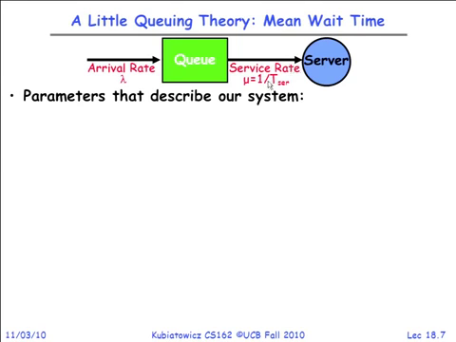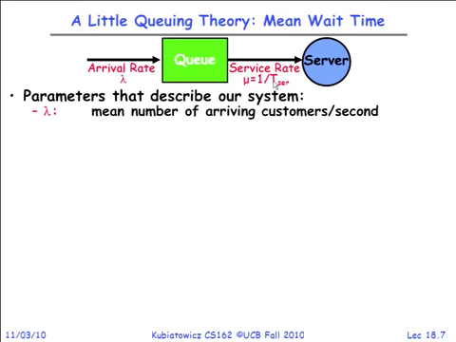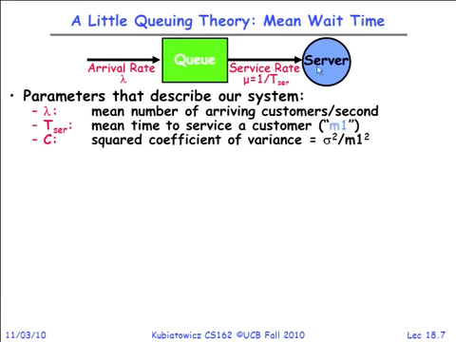So lambda is the mean number of arriving customers per second. T is the mean time to service a customer. That was our M1 from earlier. C is the squared coefficient for the server. So the person behind the counter at McDonald's has a C.